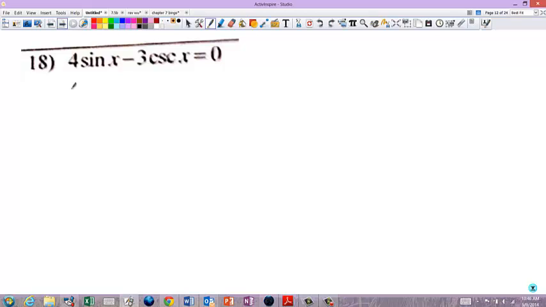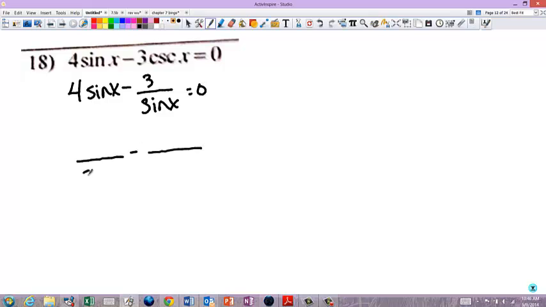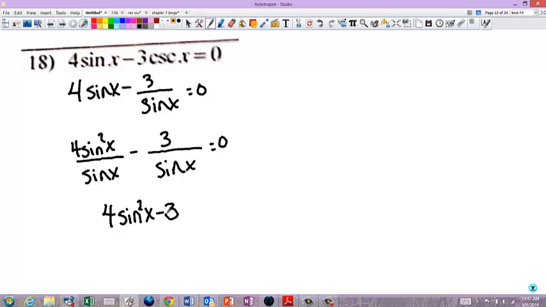Okay, let me see. I haven't worked this one yet. I'm going to rewrite cosecant as 1 over sine. I'm going to common denominator. It should be sine. I don't know if it's going to work or not. I might have to start over. So that'd be 4 sine squared minus 3 equals 0. Multiply both sides by sine. Yeah, this should work. Multiply both sides by sine, and the sines go away. So it's just 4 sine squared minus 3 equals 0.